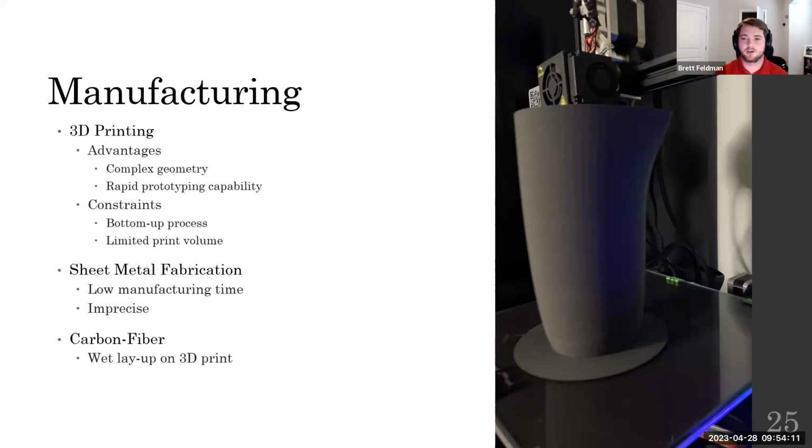As a bottom-up process goes, the first layer is the most important as it adheres to our build plate for the entirety of the print. Therefore, as seen in the picture, we added a large enough brim to ensure that we had enough adhesion to the build plate throughout the entire print.